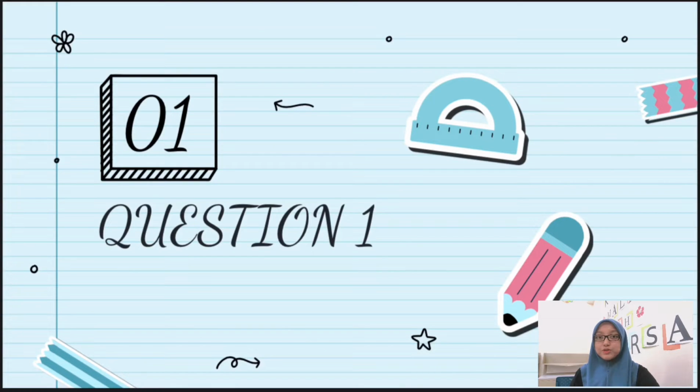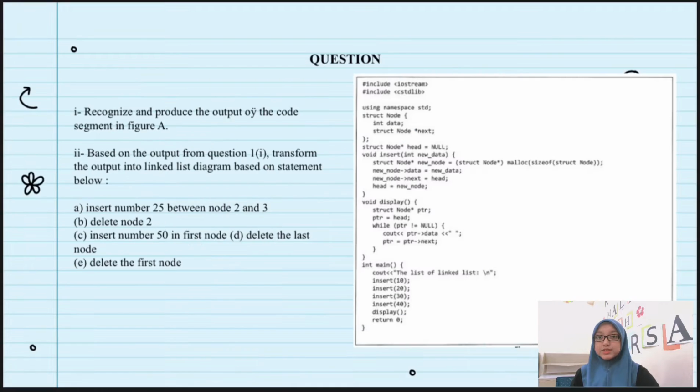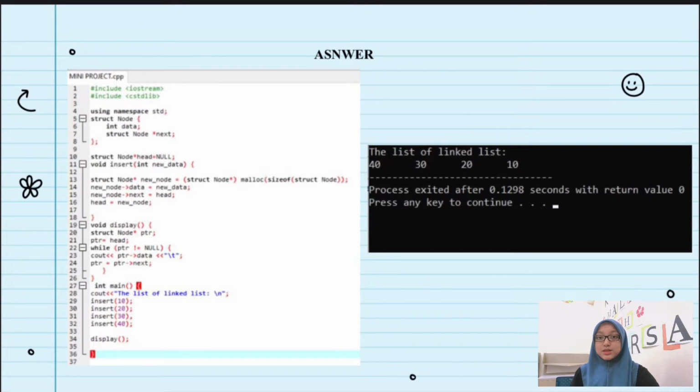Okay, I will proceed to question 1 Roman I, which is to recognize and produce the output of the code segment in Figure A. So, this is the coding where we have fixed what was wrong. After we fix the coding, a new output will come out like the picture here.